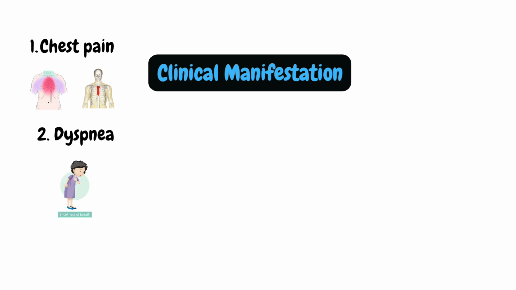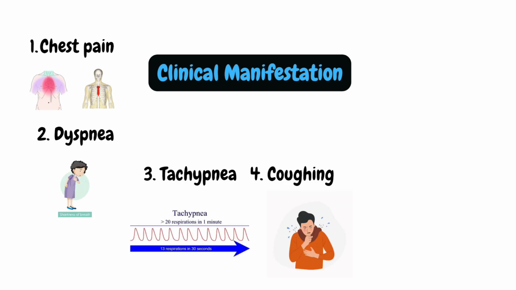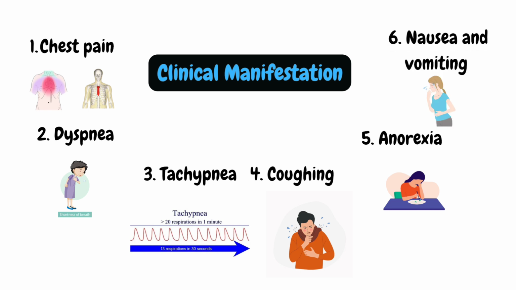Now let's discuss clinical manifestations. The patient will have retrosternal, squeezing chest pain. Retrosternal means behind the sternum bone, which radiates from the left side of the thoracic region to the left shoulder, then jaw, neck and left arm. Mostly, pain is for less than 15 minutes and relieved by rest, nitroglycerin and oxygen therapy except variant angina. Other symptoms include dyspnea, tachypnea, coughing, anorexia, nausea and vomiting.